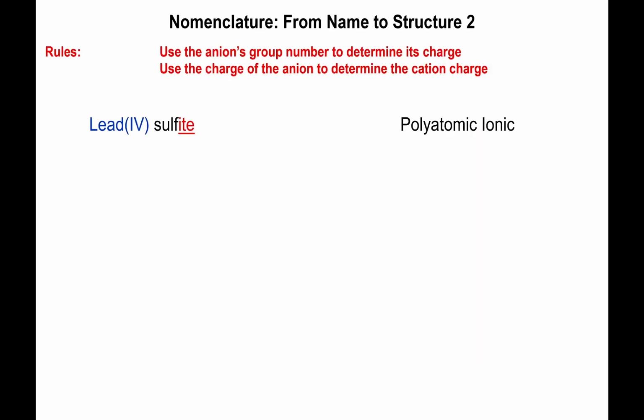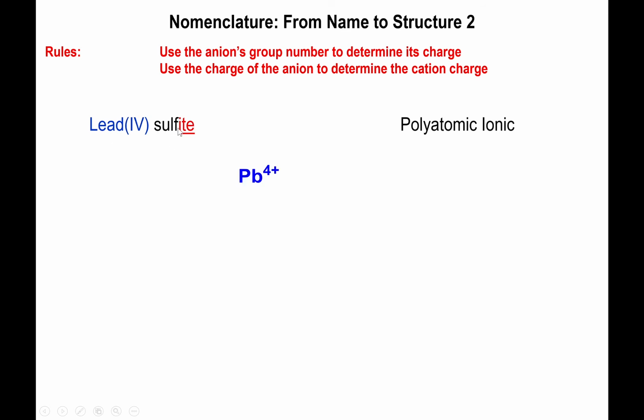Alright, now let's bring everything together and see how this goes. Here's an example that's similar to the one we did before. When we were dealing with the binary compounds, I gave you lead(IV) sulfide as the example. But this is lead(IV) sulfite, and that implies that this is a polyatomic compound. First of all, we have lead with a 4+ charge, so we can write that down.